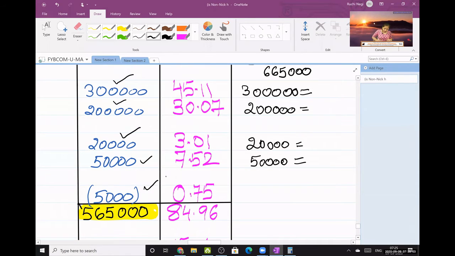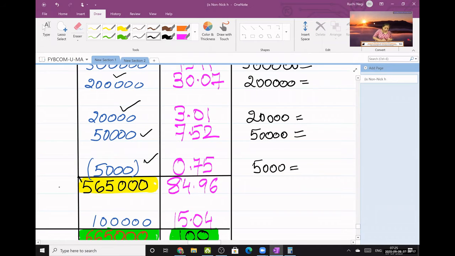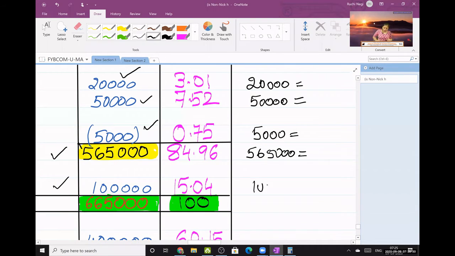Next, type 5,000. Press equal to. 0.75. Okay. Next, type 5,65,000 and press equal to. 84.96. Okay. Next, type 1 lakh on your calculator. Press equal to. 15.037. You can make it 04 also. Okay, done.